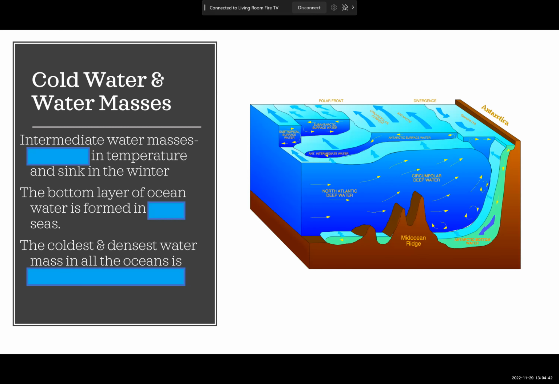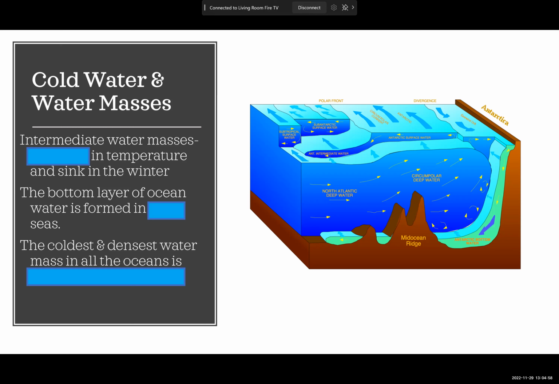Oh, Alexa, convert 15 degrees Celsius to Fahrenheit. 15 degrees Celsius is 59 degrees Fahrenheit. You want to swim in that? No, I don't. The water near the beaches is going to be warmer.